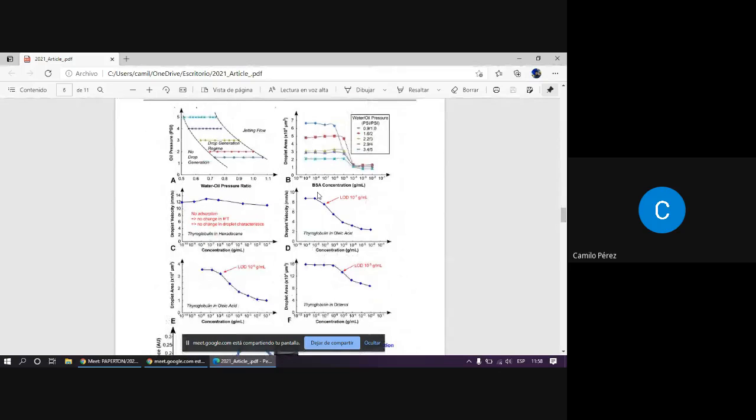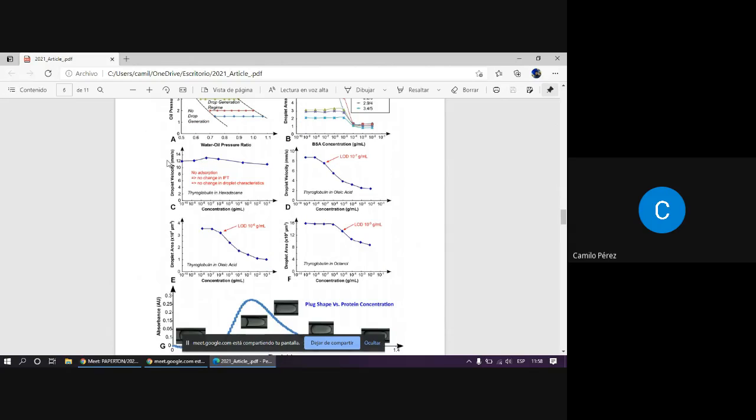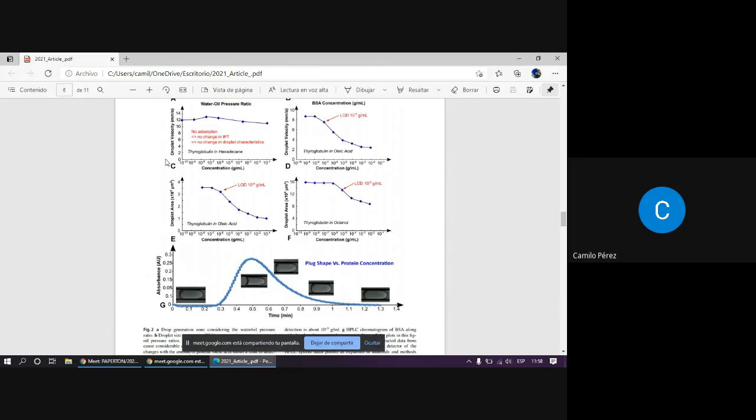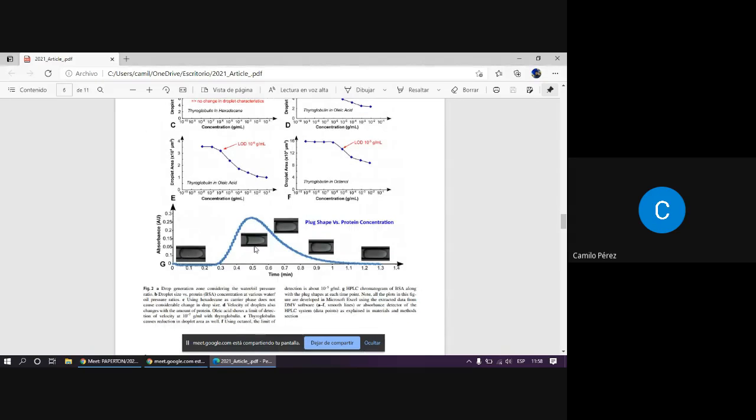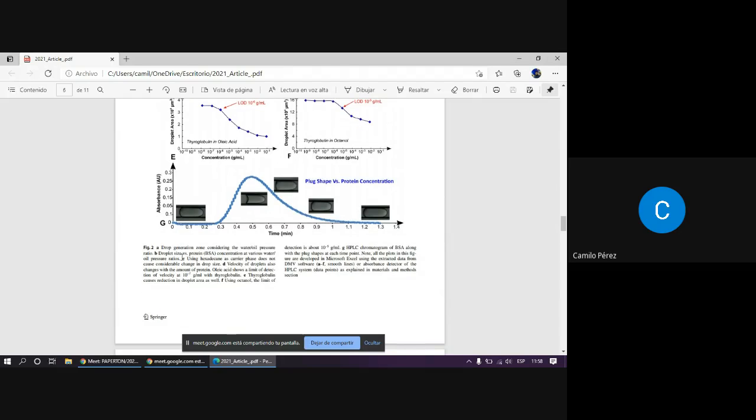In this classification of the droplets, we look at their weight and form. This figure shows the difference in protein concentration. They understand that the droplets differ depending on the protein concentration and the type of protein.